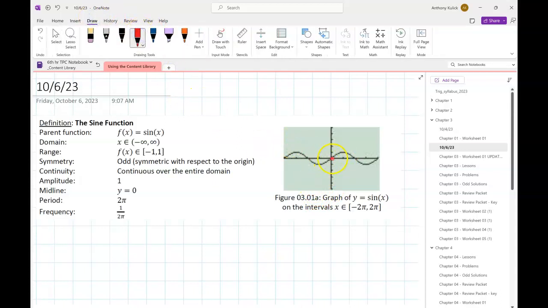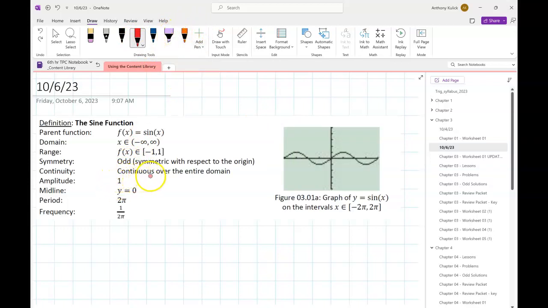Sine is an example of an odd function. Notice how this part of the graph looks exactly like that part of the graph, how they're catty corner across the origin, on a diagonal. That was our definition for odd, or one way we could think about an odd function.